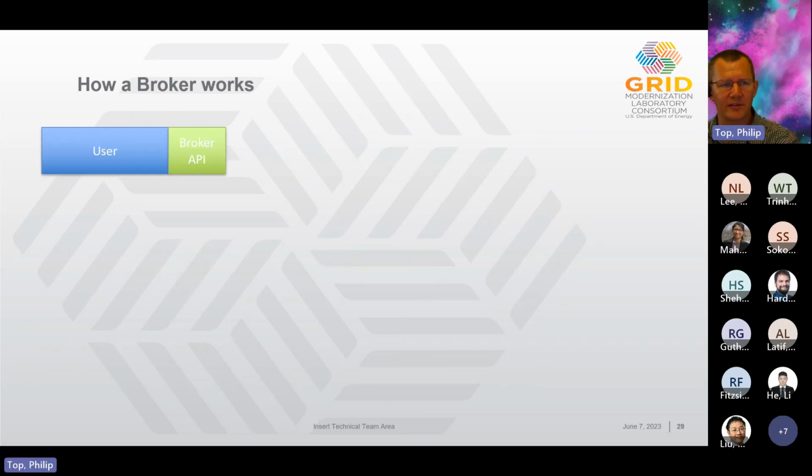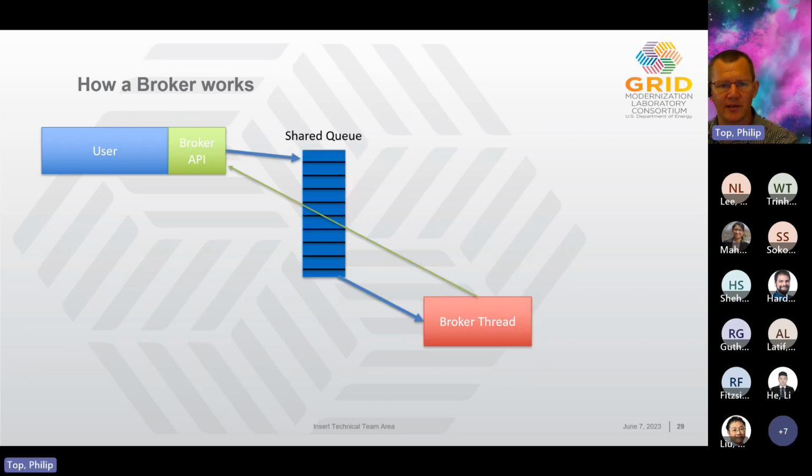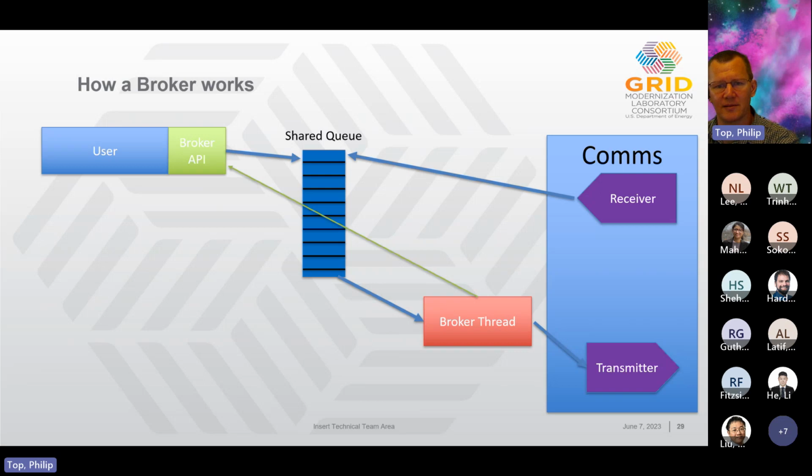A broker works in kind of a similar fashion. There's a user API for the broker. It puts messages on a shared queue. There's a broker thread that sends messages back. The difference here is there's only one API or user that can be allowed to interact with a single broker thread. And the same thing with the communications. It then sends messages to a transmitter and receiver and puts them back on the shared queue for processing.